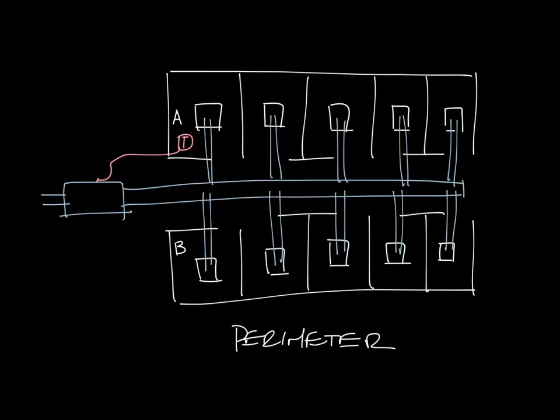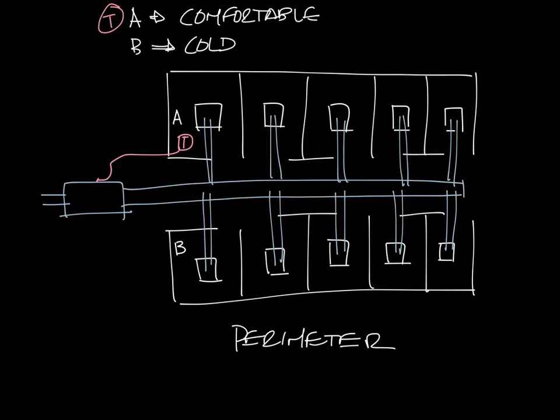So if the thermostat is in office A, let's look what happens in the winter. So let's say it's cold in the morning, the thermostat is in office A, it turns the heat on, and once office A gets up to temperature and gets comfortable, it turns the heat off. The problem is office B is on the perimeter, and it's still going to be cold because it hasn't got up to temperature yet.